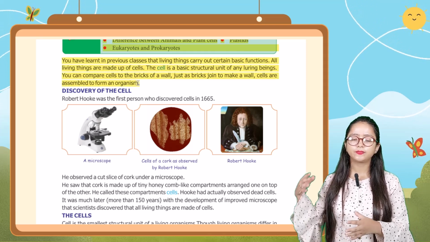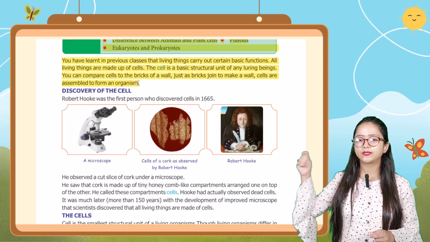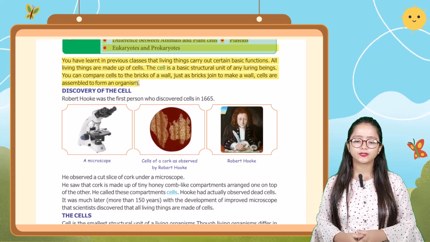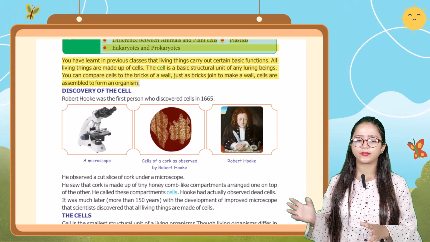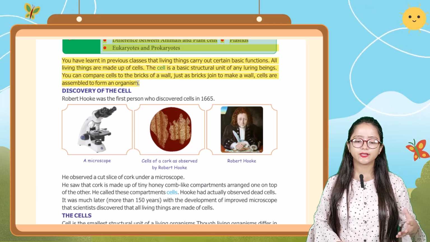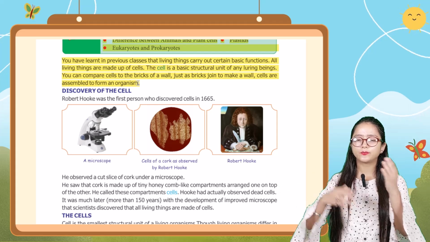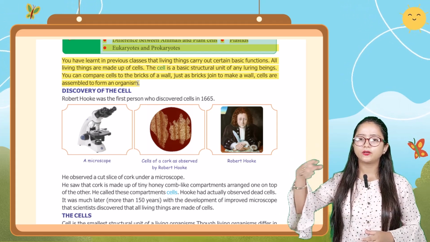You have learned in previous classes that living things carry out certain basic functions. All living things are made up of cells. The cell is a basic structural unit of any living being. You can compare cells to the bricks of a wall: just as bricks join to make a wall, cells are assembled to form an organism.